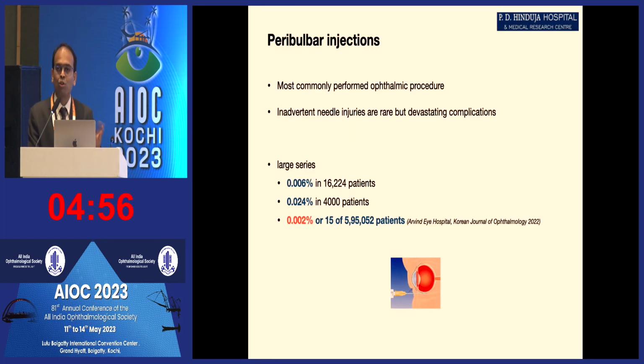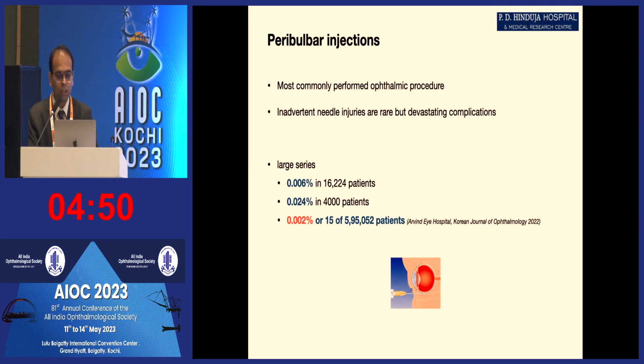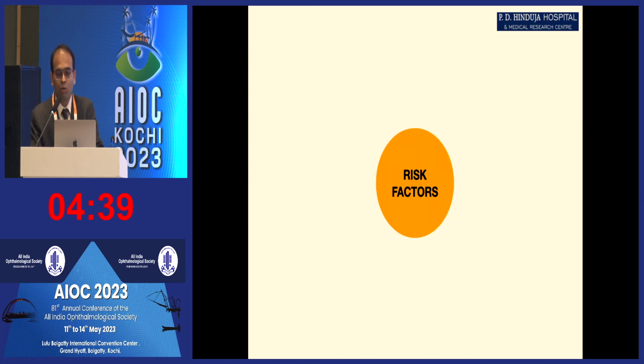They are the most commonly performed ophthalmic procedures, and inadvertent needle injuries, though rare, are devastating. In a large series, the incidence is very small, close to 0.002%, or 15 out of about 6 lakh patients. So what are the risk factors?